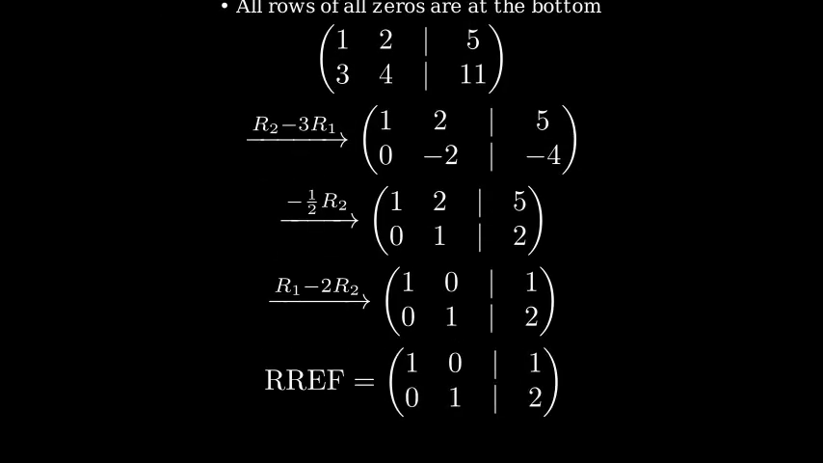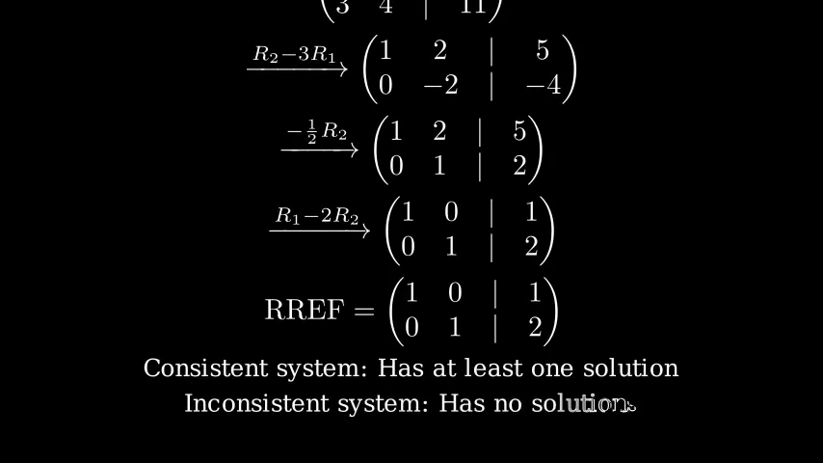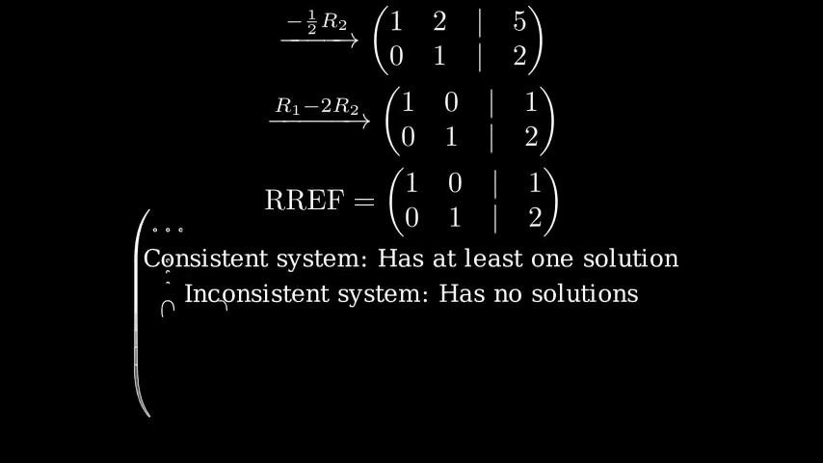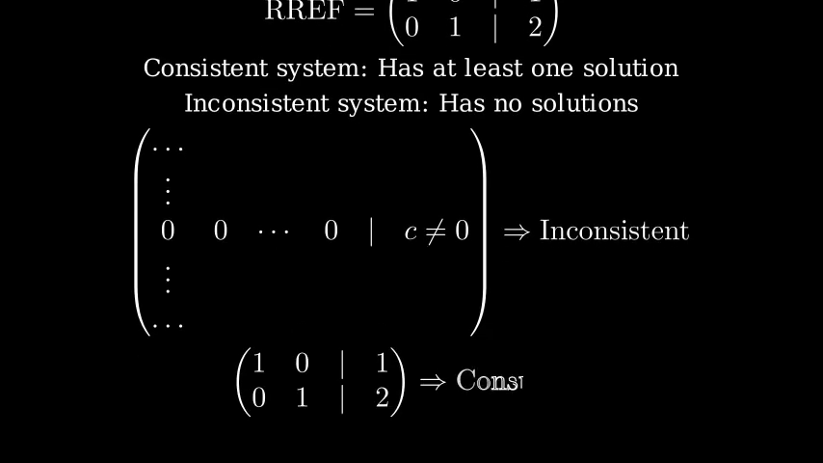Step 3. Determine whether the system is consistent. A system is consistent if it has at least one solution. It's inconsistent if it has no solutions. We can tell by looking at the RREF. If there's a row with all zeros to the left of the vertical line, but a non-zero entry to the right, the system is inconsistent. In our example, there are no such rows, so the system is consistent.